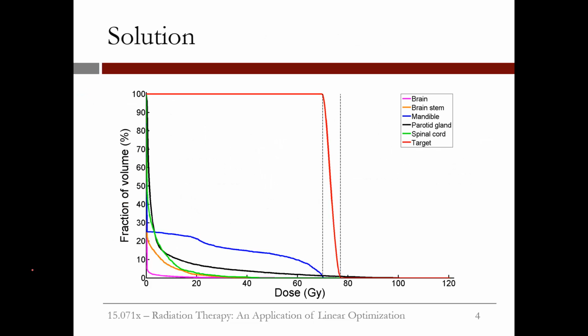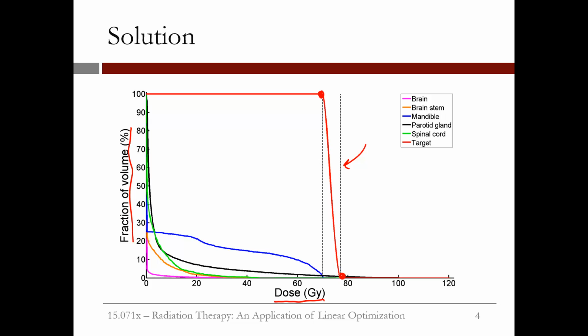We solved this optimization problem, and this plot shows the results. On the x-axis is the dose in gray, and on the y-axis is the fraction of voxels that received that dose or higher. Each line corresponds to a different structure. We can see that for the tumor, which is shown as the red line, 100% of the voxels get a dose of 70 gray, and 0% of the voxels get a dose of more than 77 gray. This is what our constraints specified.